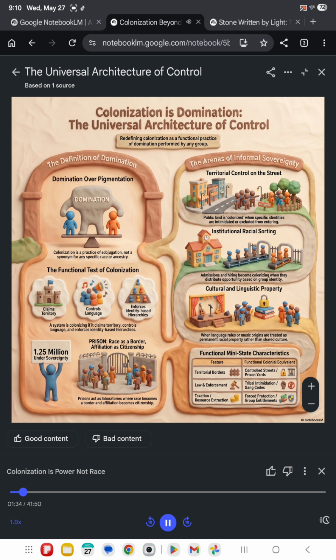So welcome to the deep dive. Glad to be here. We are exploring a fascinating, deeply challenging piece of structural analysis today titled The Universal Architecture of Domination, Colonization Beyond Race. A heavy title. Very heavy. And the goal here is to explore how this author systematically dismantles our modern everyday definition of a colonizer and then reconstructs it from the ground up based purely on mechanics.